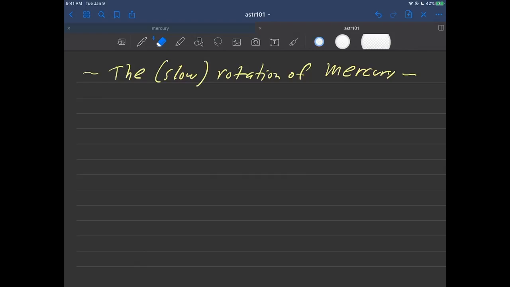In this video, I'd like to talk a little bit about the rotation of Mercury and how it was discovered that it was rotating so slowly. As we discussed in a previous video on the timing of Mercury, if this is the very top view of Mercury, maybe that's the North Pole, Mercury would be rotating something like this. And as we discussed, it takes something like 59 days for Mercury to make one rotation.